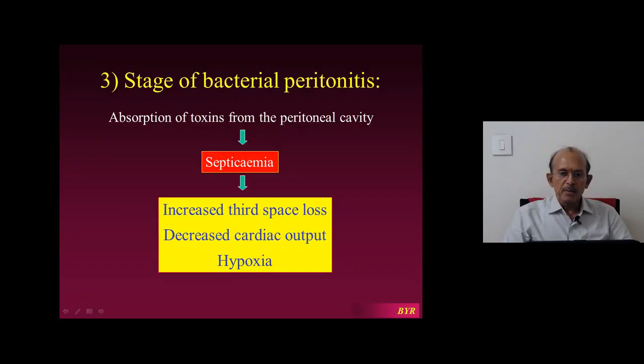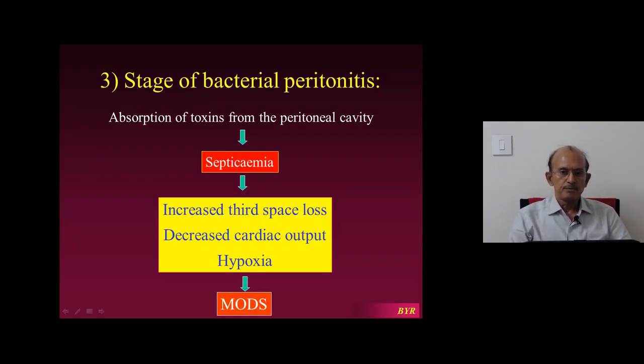And in septicemia, the bacterial toxins produce cardiac depression. So it causes decreased cardiac output. In septicemia, there will also be altered ventilation perfusion in the lungs. So there will be pulmonary dysfunction leading to hypoxia. So this will produce MODS.